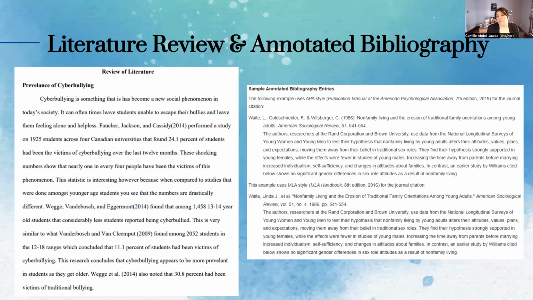Whereas in an annotated bibliography, there is no connection between the sources. They're just standalone annotations and entries rather than a full paper or full resource that shows those connections. So I think looking at these two samples really makes clear the differences between these two.